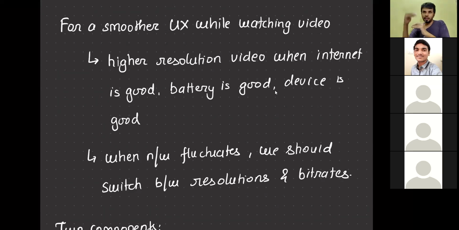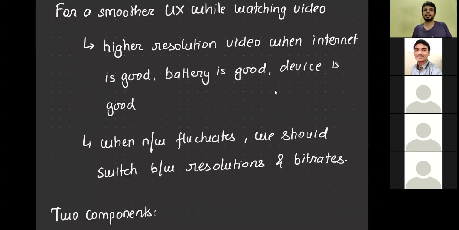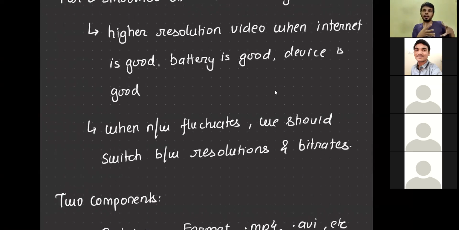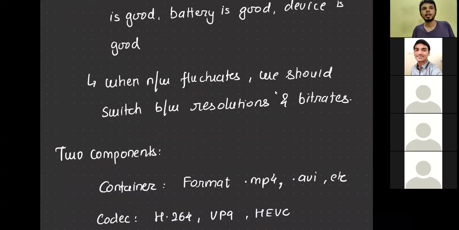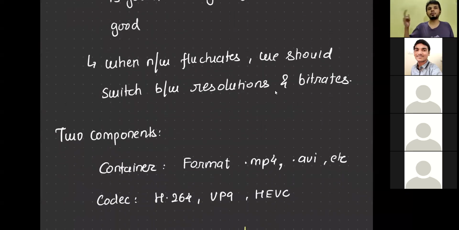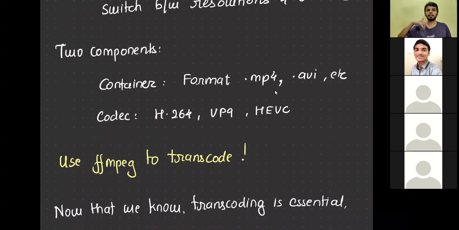When the resolution is being adapted depending on the battery power and internet speed of the user, the resolution keeps jumping up and down. Right, so that's called adaptive bitrate. We can build a system around it to identify the current capacity of the device, and depending on that, we'll make a call. So when the network fluctuates, we should switch between resolutions and bitrates and get this thing done.